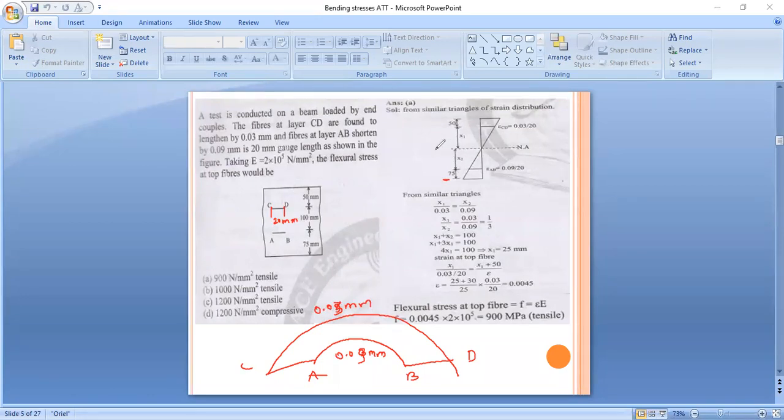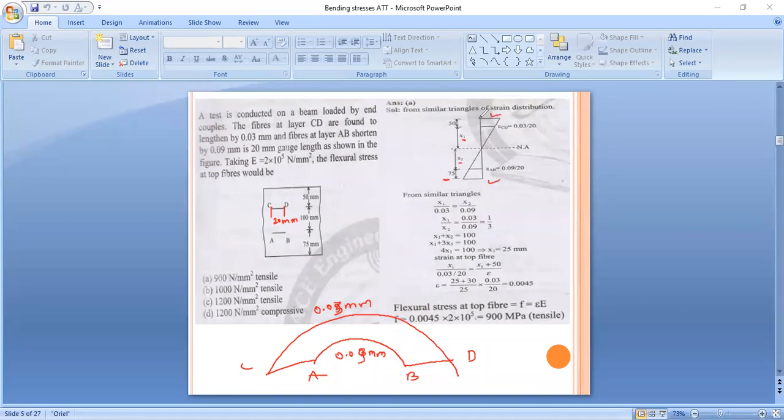In this problem, the exact location of the neutral axis is not given. So we have to find the exact location by using similar triangles. Suppose from neutral axis to CD portion distance is x1 and from neutral axis to AB portion distance is x2. Now we will apply the similar triangle rule for triangle 1 and triangle 2.